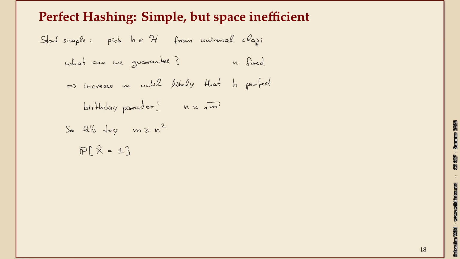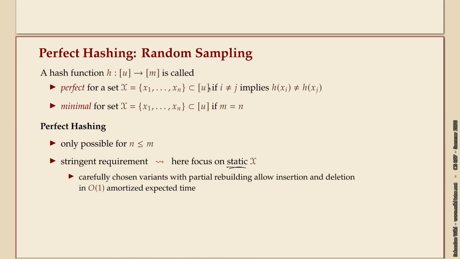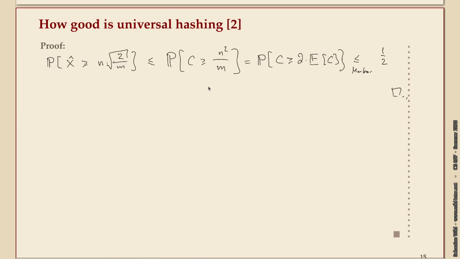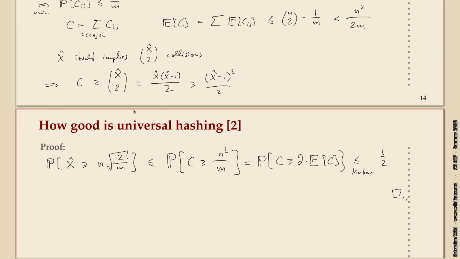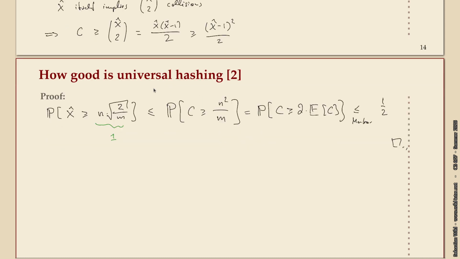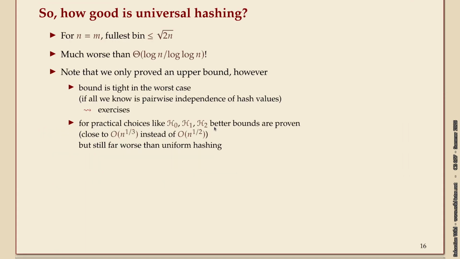So we're in the universal class from before, so we're using the same trick that we've used in the analysis here, except that now we pick just 1 here. And we'll use the same upper bound in terms of collisions.